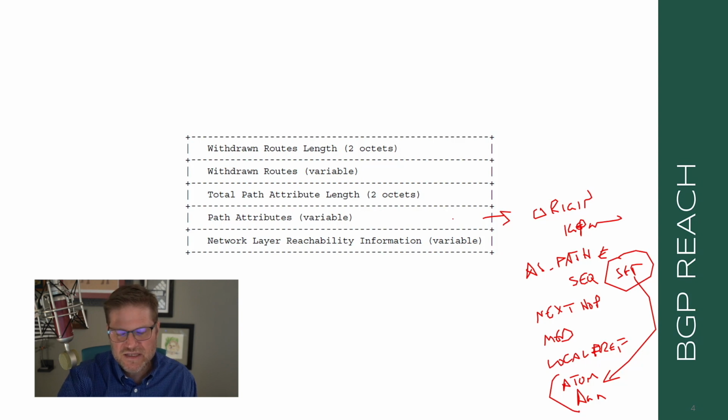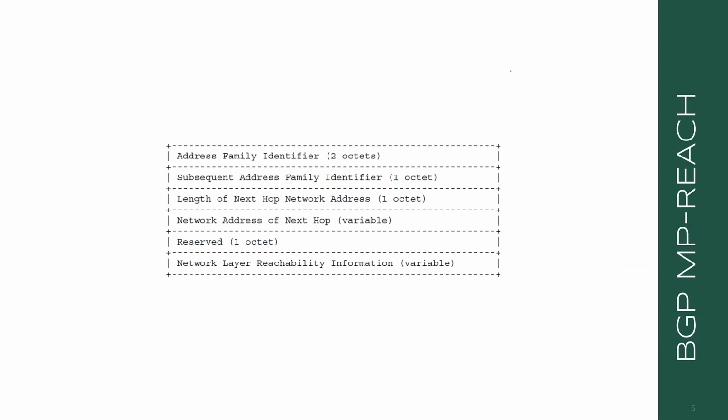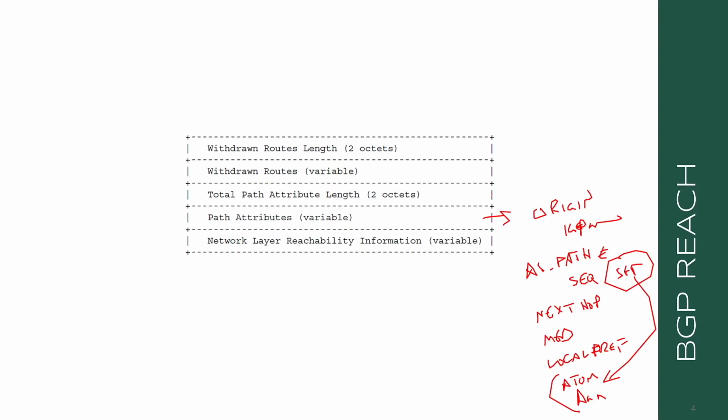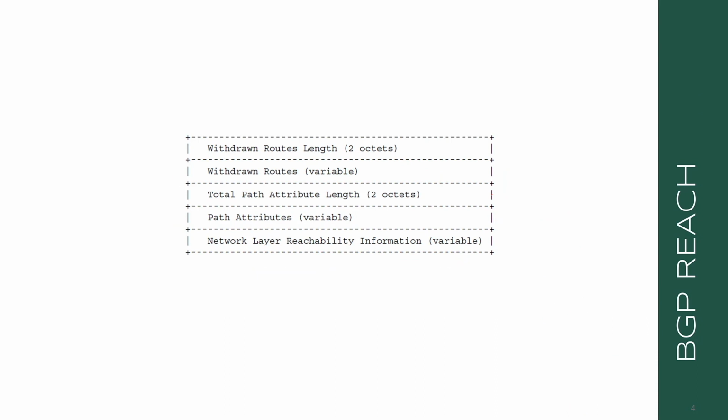So you won't see these a lot. Now, there is the MP-Reach TLV, or MP reachability, multi-protocol reachability TLV, which is a different message type within BGP. The main difference here is you're going to find an address family identifier, which is 2 octets, and a subsequent address family identifier. Again, here you have withdrawn routes length, total path attributes, and NLRIs.